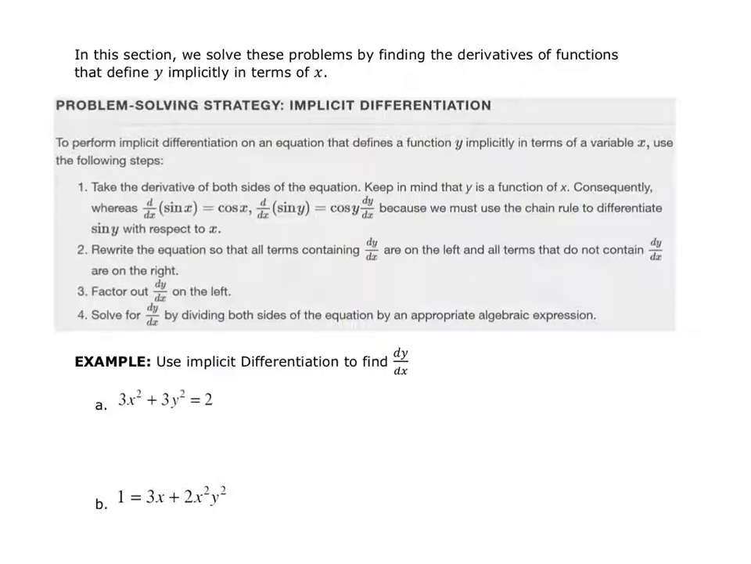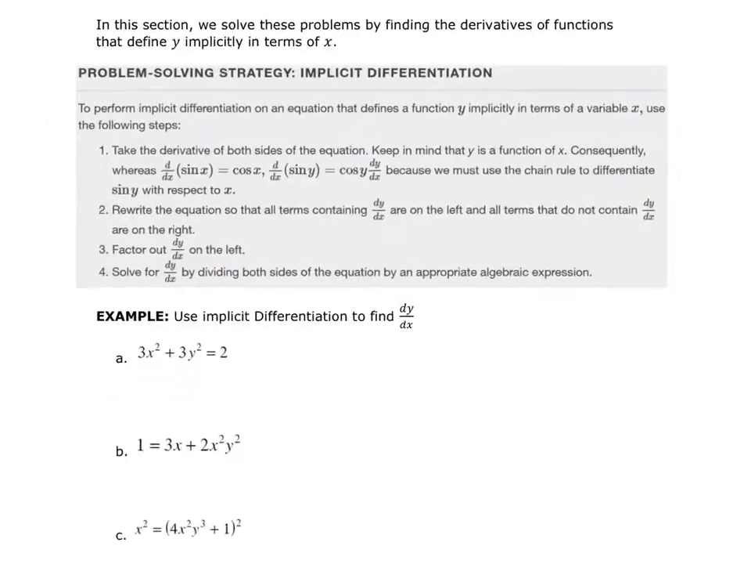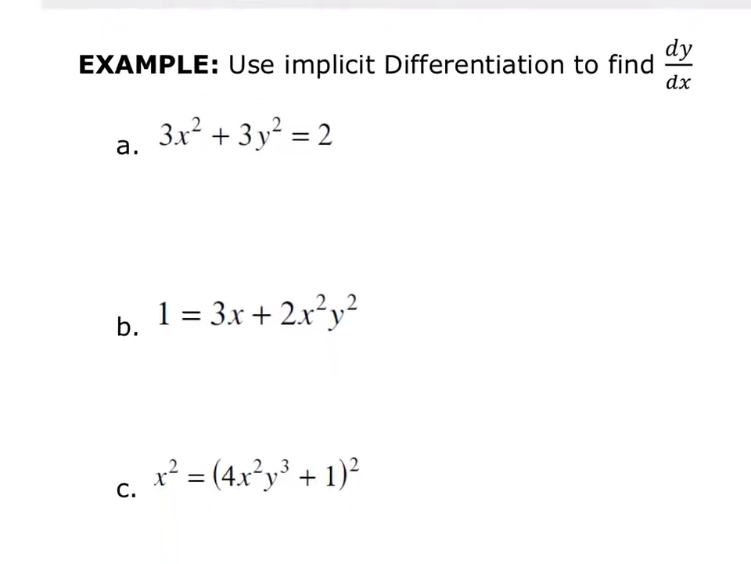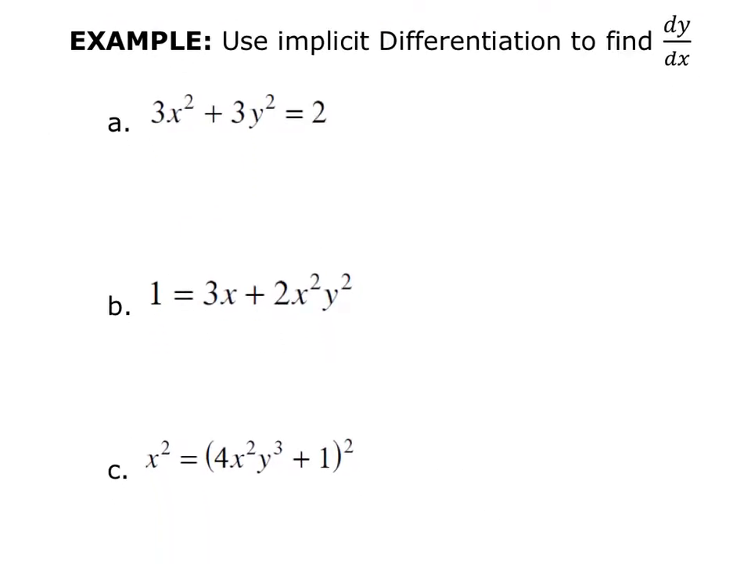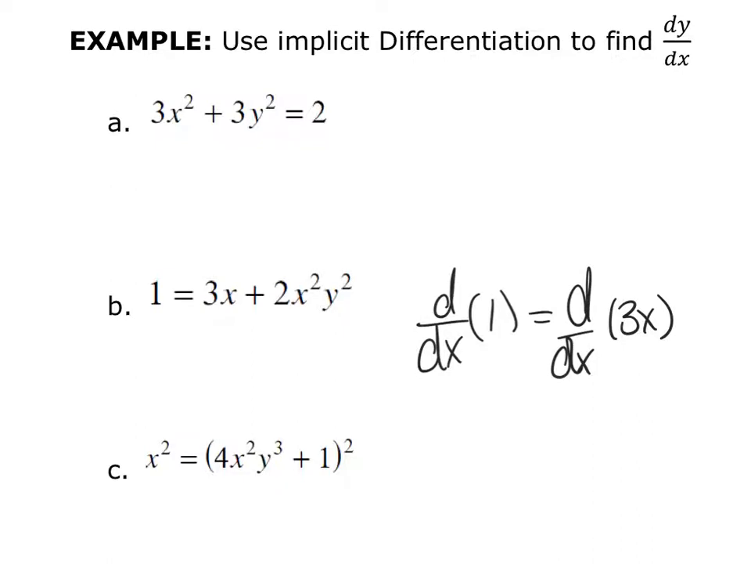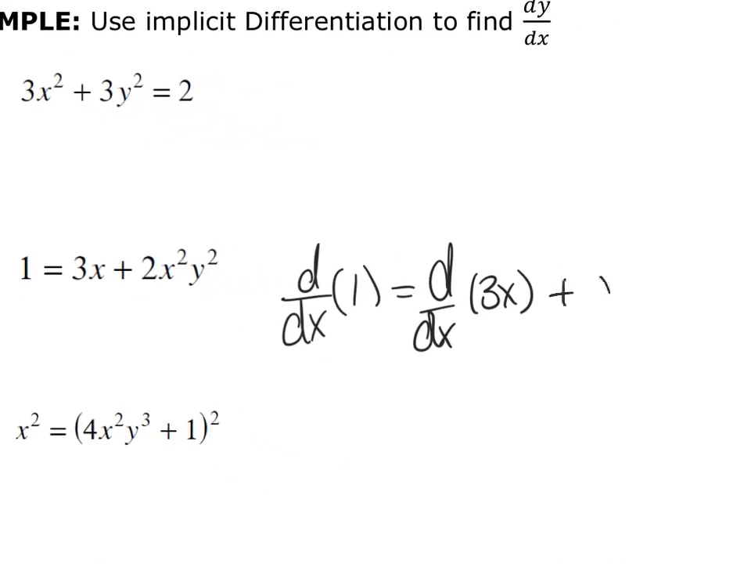B has the product rule, so I'll do the product rule. You all will do A in a minute, and I'm going to do B. Okay, so I'm going to do implicit differentiation on B. So I'm going to do the derivative with respect to x of 1. I'm going to do the derivative with respect to x of 3x. I'm going to do the derivative with respect to x of 2x squared y squared.